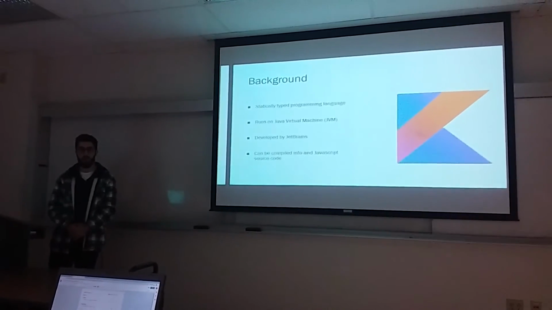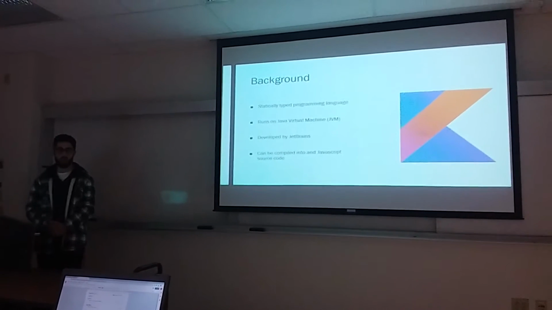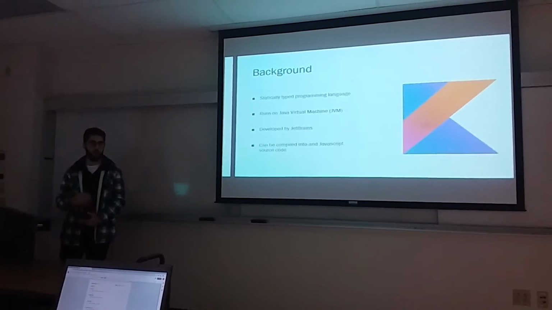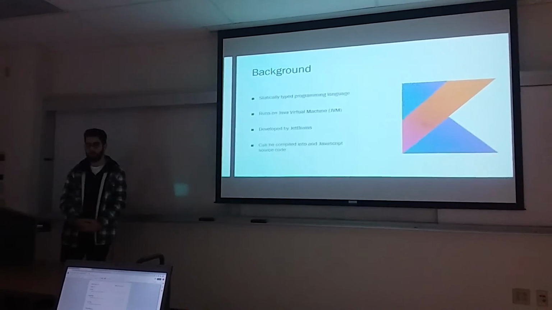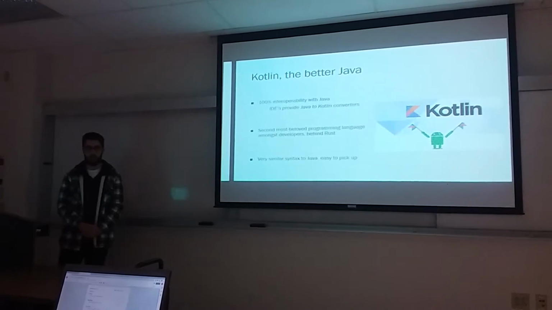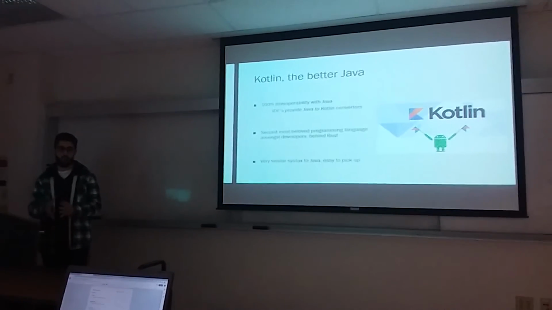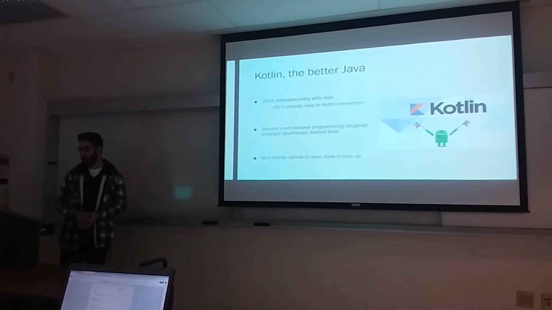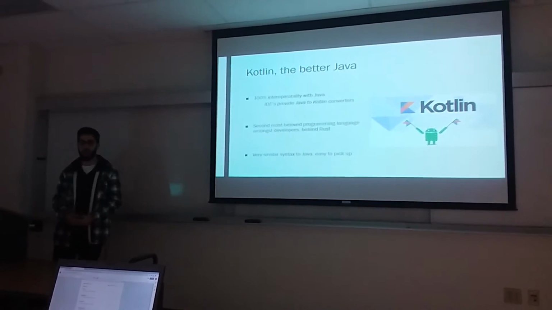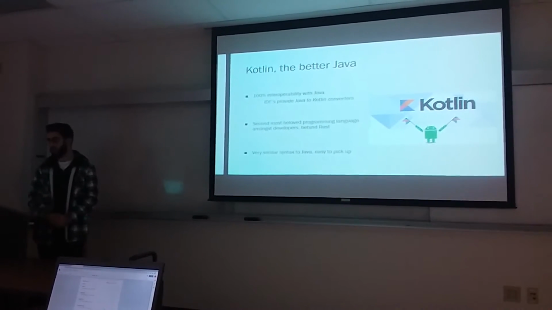JetBrains, the same company that created IntelliJ, CLion, and PyCharm, created Kotlin in 2011. And one interesting fact about Kotlin is that it can be compiled into JavaScript source code. So Kotlin is 100% interoperable with Java, which essentially means that you can go from Java to Kotlin and Kotlin to Java without any errors or anything. In fact, a lot of IDEs provide tools and converters to convert from Kotlin to Java and Java to Kotlin.